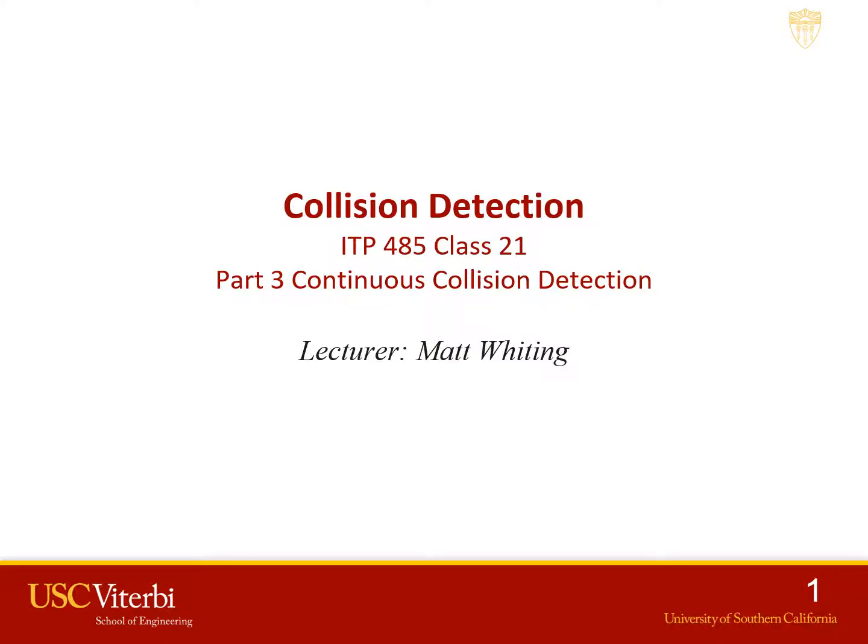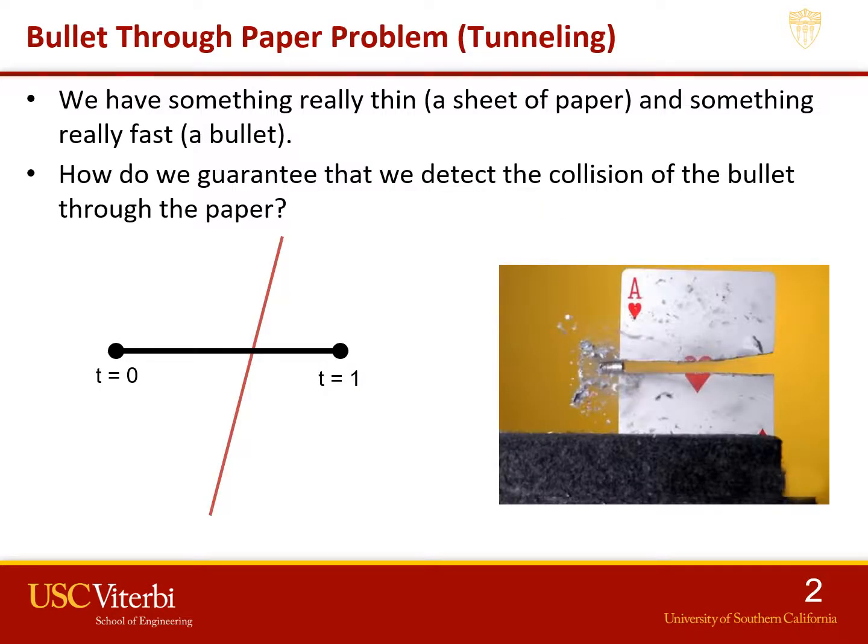For part 3, let's talk about something called continuous collision detection. The reason for this is what we call the bullet through paper problem, or often you hear that called tunneling. What are we talking about? If you have something that moves fast, like say a bullet, and it is heading towards something that's really thin, like a piece of paper.